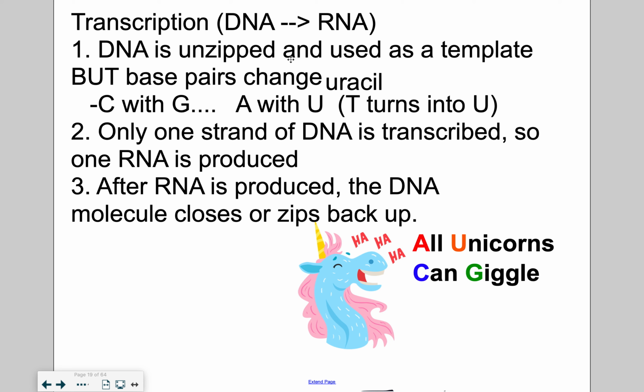Now, DNA is unzipped. One side is going to be used as a template. We call that template, the side that's being transcribed. So only one RNA is going to be produced. After that RNA is produced, the DNA molecule closes or zips back up. So DNA unzips, one side is used, nucleotides come in, they match complementary, and once it's done pairing up, the RNA moves off to the side and DNA zips right back up.